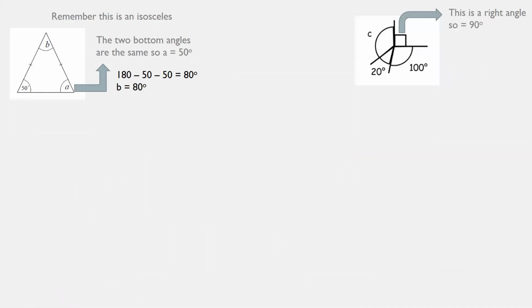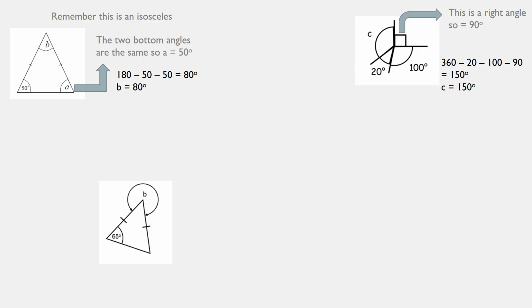Here, we've got our right angle, remember 90 degrees. We know that the total around these points is going to be 360. So we're just going to again take away all the things we know from 360, and that will leave us with C being 150 degrees.